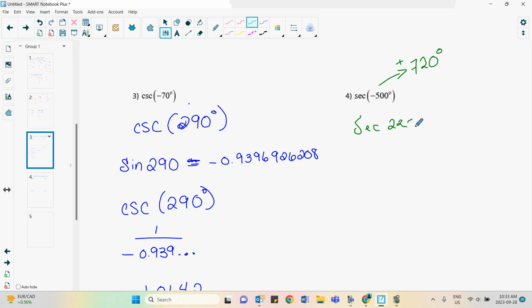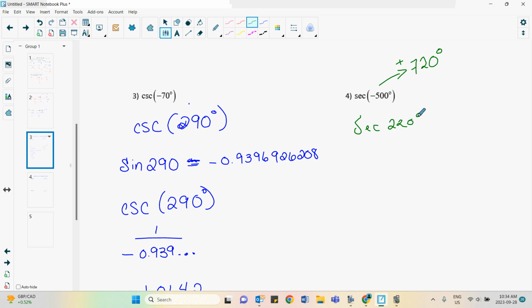So secant of 220. I'm looking for the cosine of 220. I'm not going to show all my math for this one. So in my calculator, I'm going to do cosine of 220. What quadrant are you in for 220? Quadrant 3, because it's greater than 180, less than 270.